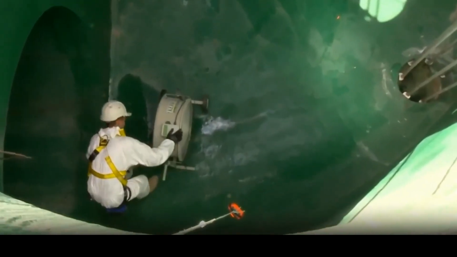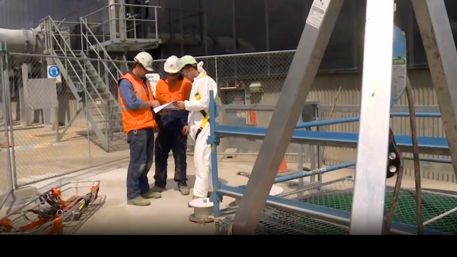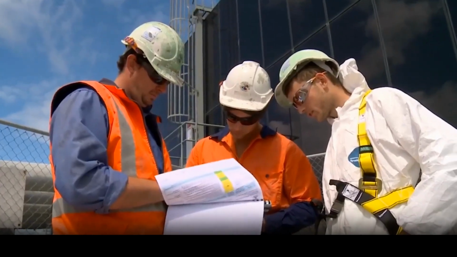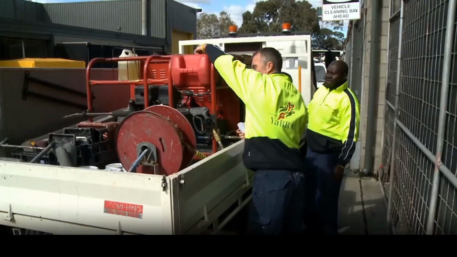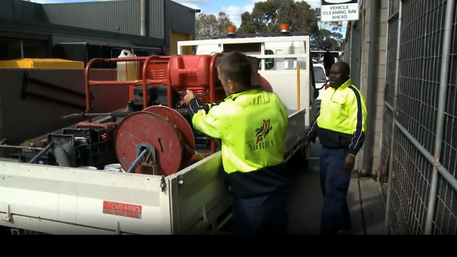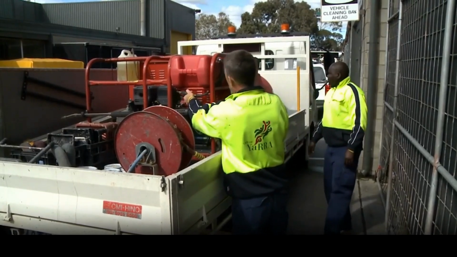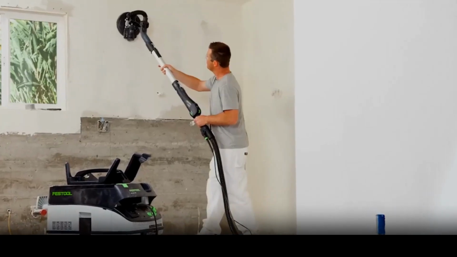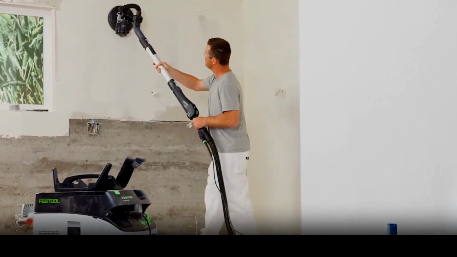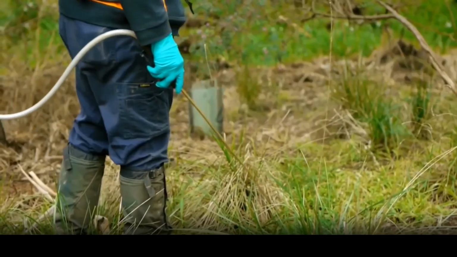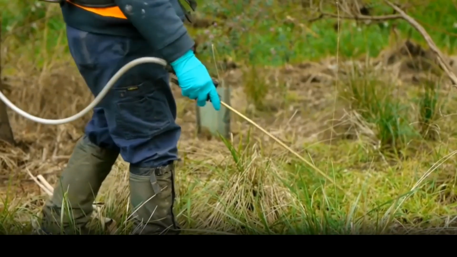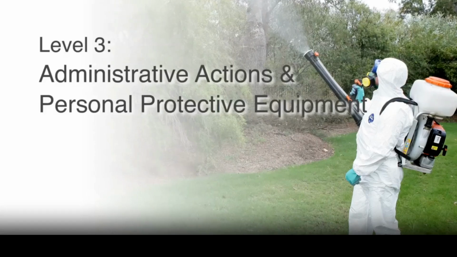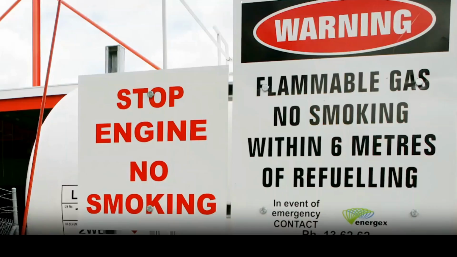To make sure the controls are effective, we need to provide proper training and supervision for workers and maintain our equipment. The approaches we have just described are known as higher level controls and should always be considered first and used if possible. We will often need to supplement these with lower level controls. These are administrative actions and personal protective equipment.